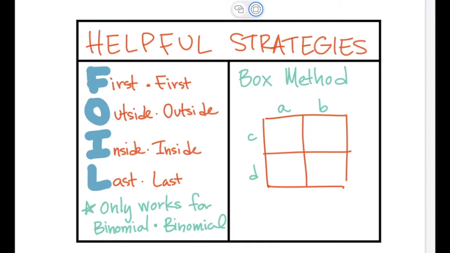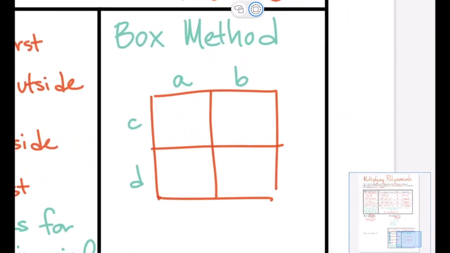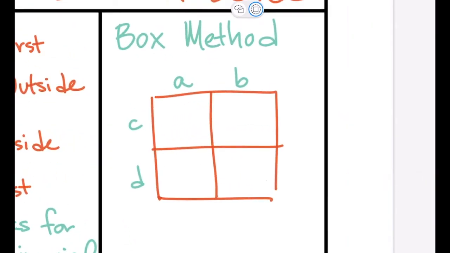So the other method is a box method, and this can be adjusted. If you had, for example, a binomial times a trinomial, instead of making a 2 by 2 box, you could do a 2 by 3 box. So this can be scaled up or down however you need to.